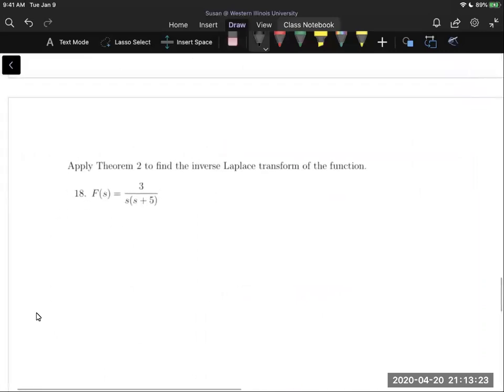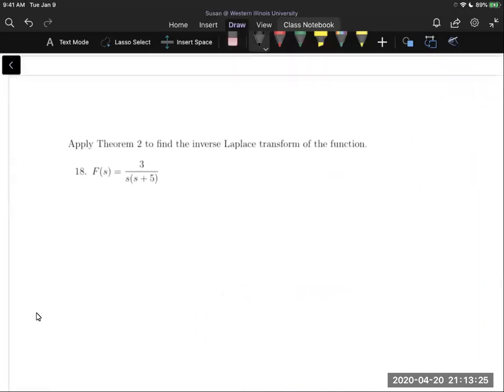All right. So we have just two last examples. Apply theorem 2 to find the inverse Laplace transform of the function. So we are given the transform F of s. We would like to recover little f of t. So we want to take the inverse transform of 3 over s times (s plus 5).